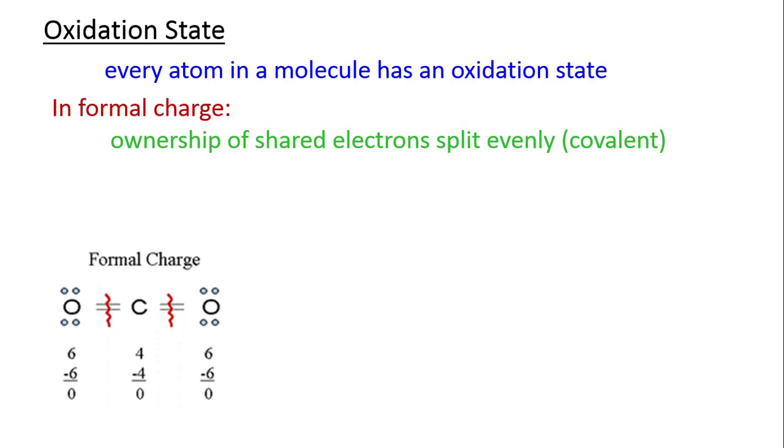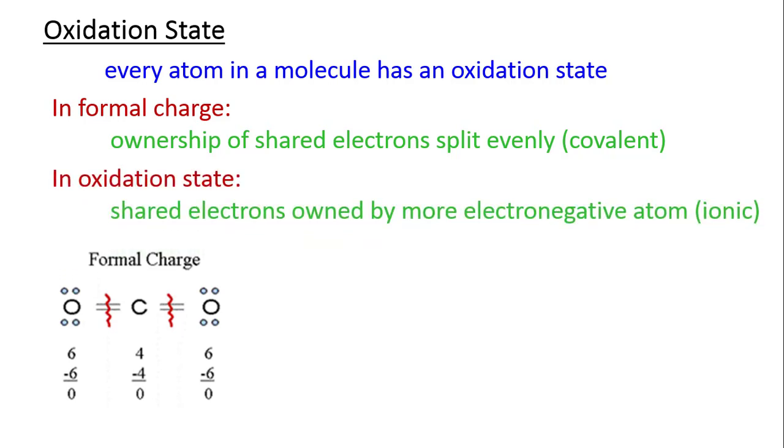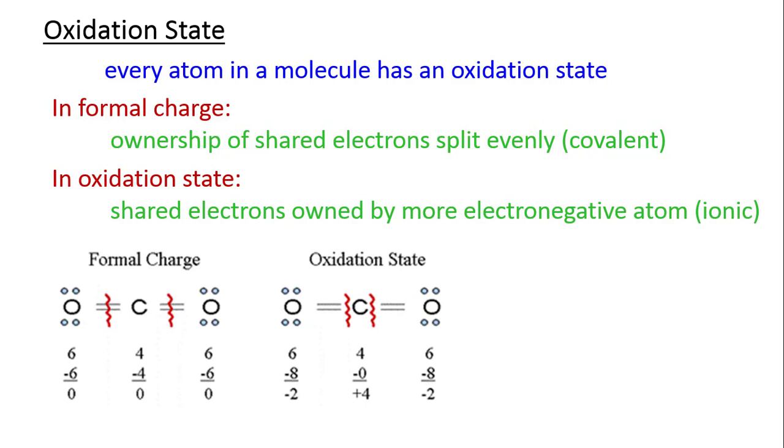But what if we assume that the bonds are ionic? That is the situation when assigning oxidation states. Instead of having each atom own 2 of the 4 electrons in the double bond, what if the more electronegative atom, in this case oxygen, owned all 4? Then each oxygen atom owns 8, and carbon owns none. That gives an oxidation state of -2 for each oxygen and +4 for carbon.